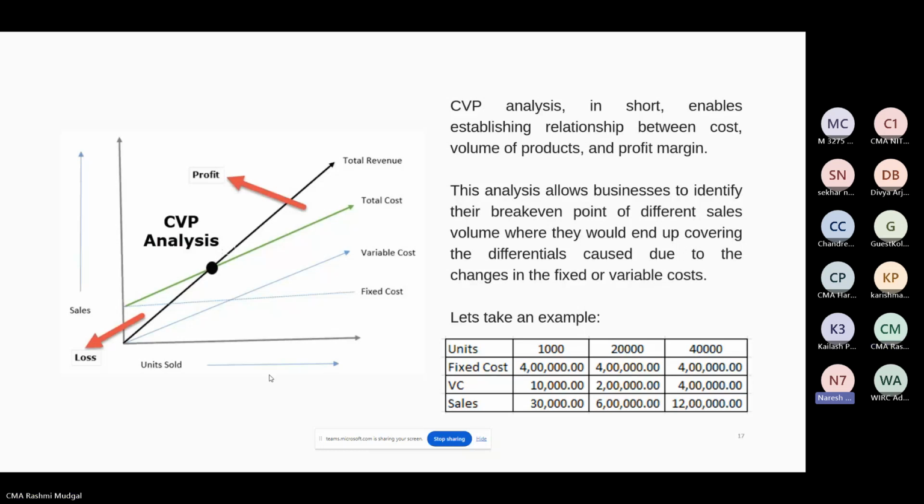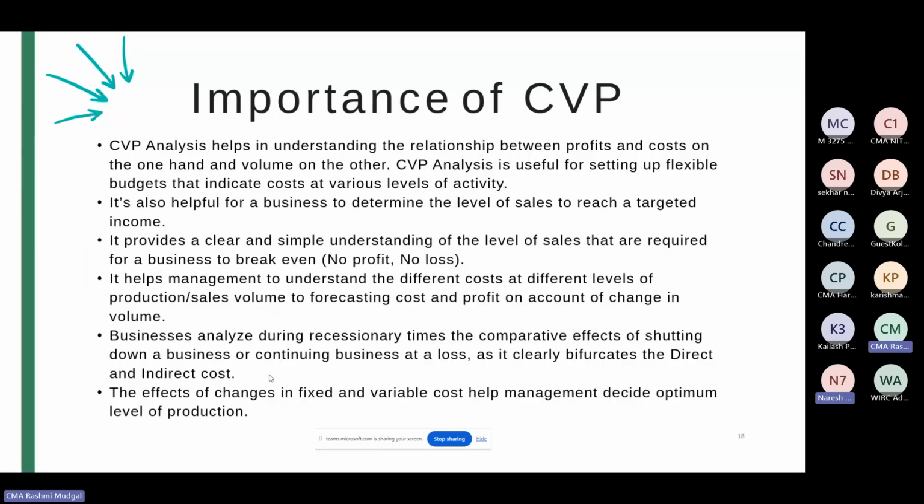Okay. Next, I come to the importance of CVP. Why do we need CVP? I have already read job costing, batch costing, absorption costing, marginal costing. Why do I need CVP? It gives a clear and simple understanding of the level of sales and the requirement of a business to reach a break-even point as well as to make a profit.